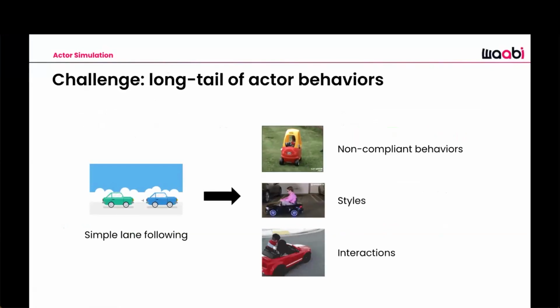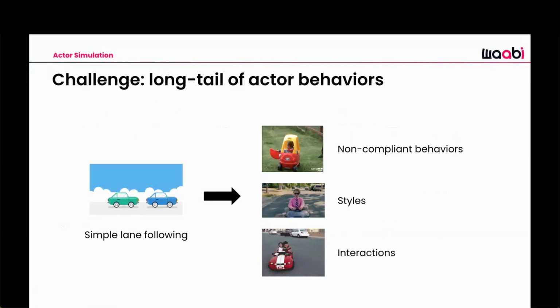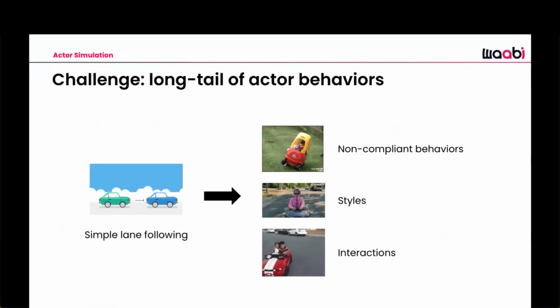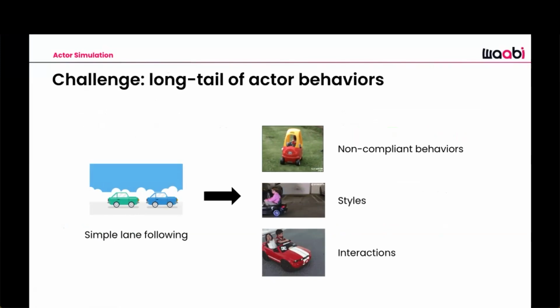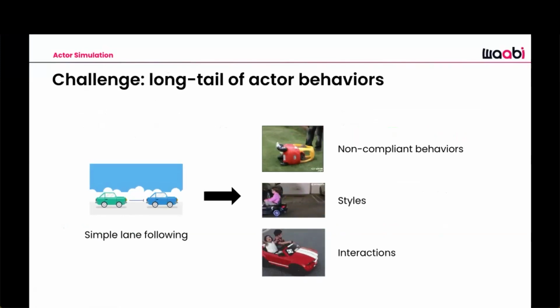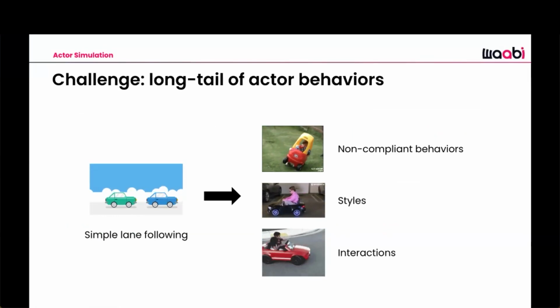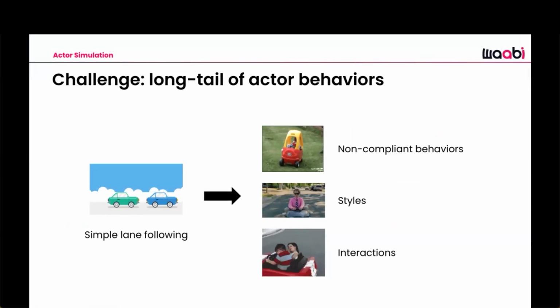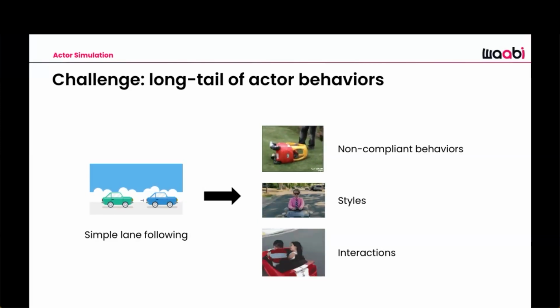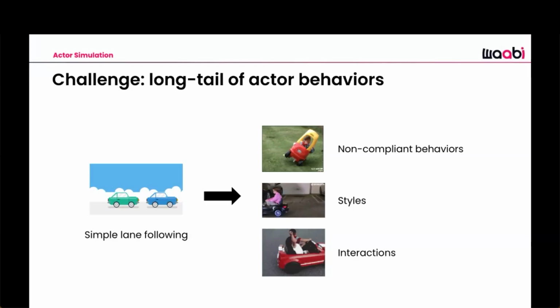The problem with these rules-based approaches is that the rules we use are often far too rigid to simulate realistic human behaviors. So this might be okay if we're just trying to simulate simple lane following behaviors, but we often want to capture the long tail of actor behaviors as well, like complex non-compliant behaviors like cutting corners or illegal U-turns. We want to be able to simulate different kinds of driving styles, from cautious to aggressive drivers. And we want to be able to simulate realistic interactions between human drivers, like signaling, right? And simplistic models like IDM just don't allow us to do this.